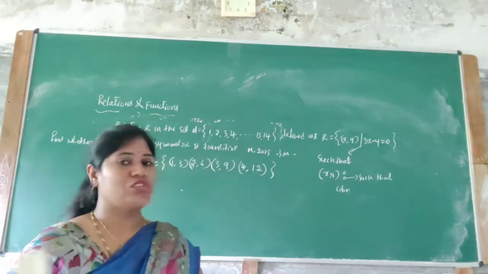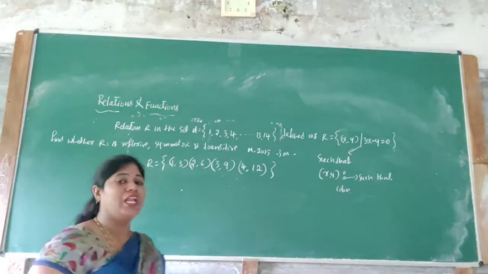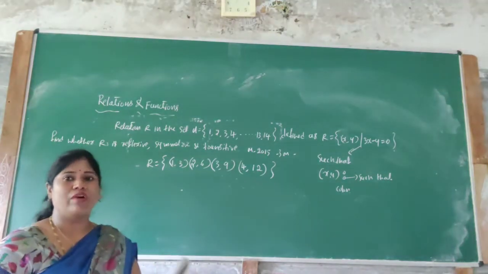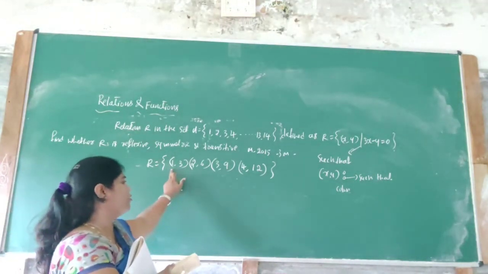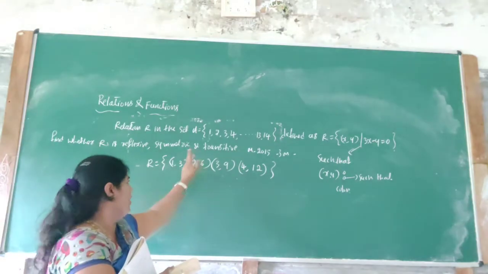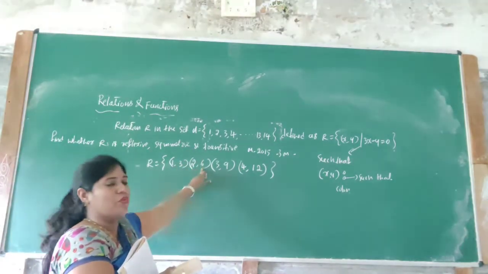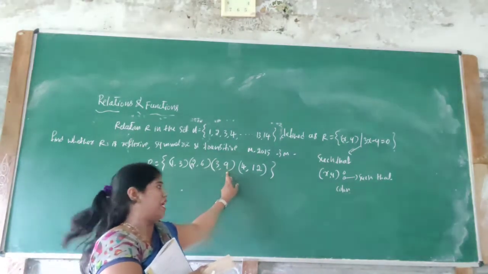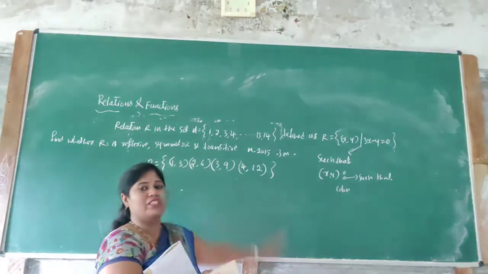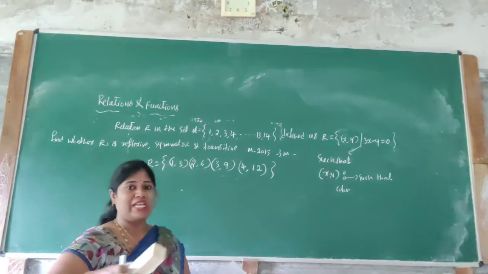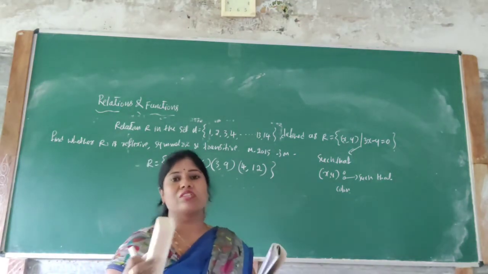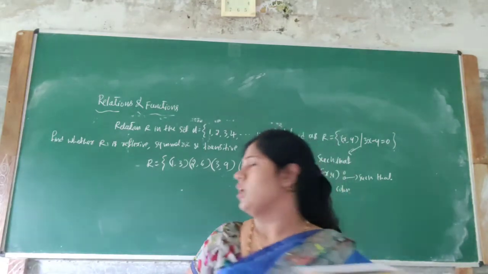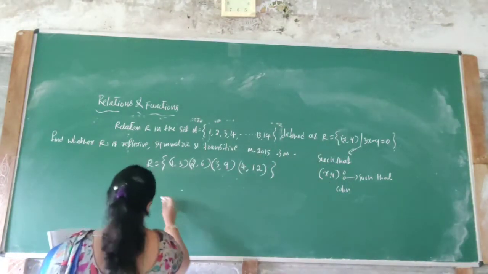So if you put x is equal to 1, you get y is equal to 3. If x is equal to 2, y is equal to 6, x is equal to 3, y is equal to 9, x is equal to 4, y is equal to 12. So for this relation R, we have to check whether it is reflexive, symmetric and transitive. So first one is reflexive.